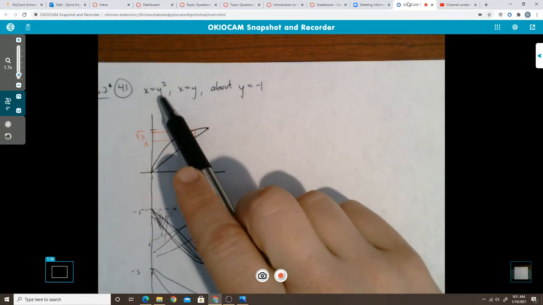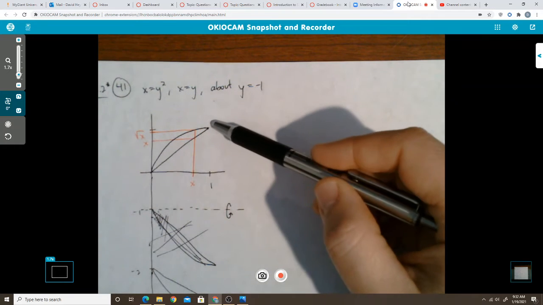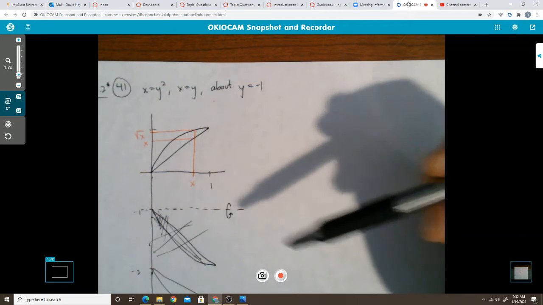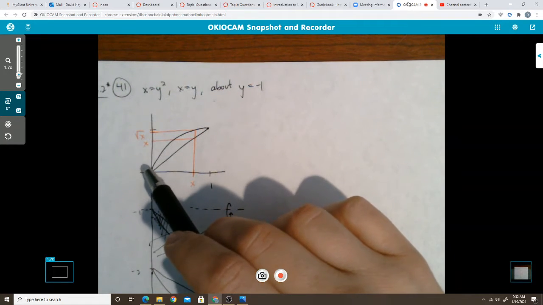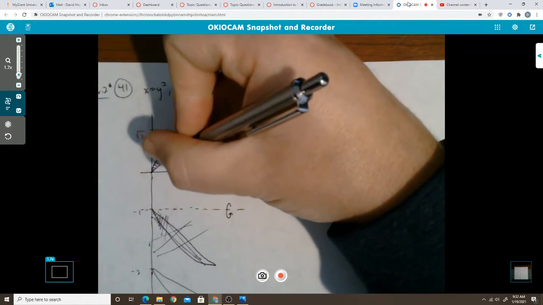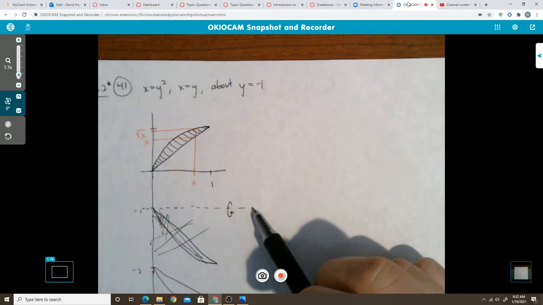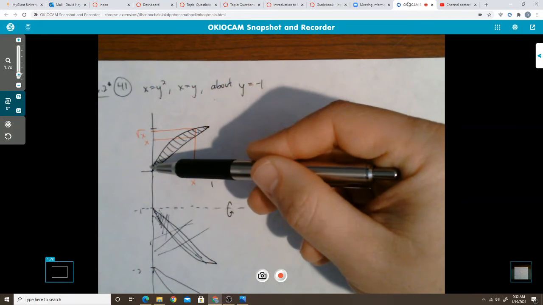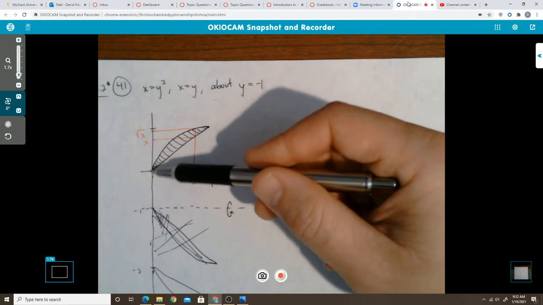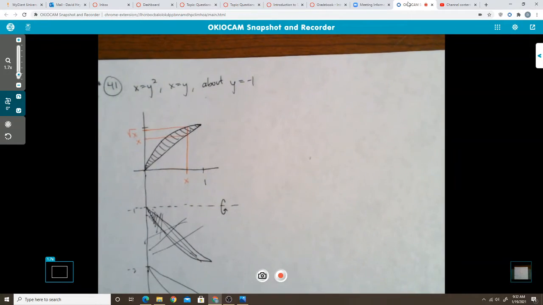So x equals y squared. If you solve for y, that's just y equals square root x, and so it looks kind of like this. And then x equals y, that's the same thing as y equals x, so it's just a straight line. Notice that they meet at 0, 0 and at 1, 1. So this is the region that you're interested in rotating. Now we're going to rotate this about the line y equals negative 1. So you're going to rotate it, and it's going to end up down here at negative 2. So I first drew it at negative 1, but it shouldn't be there. Anyway, you can kind of imagine rotating around that line y equals negative 1.